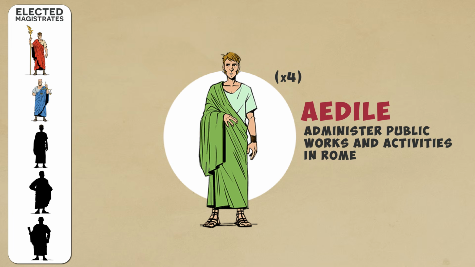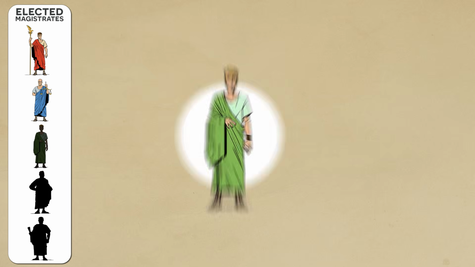Aediles held administrative responsibilities in Rome. They supervised public works, archives, and markets. Additionally, they played an important role in organizing public games and festivals. There were 2 plebeian and 2 patrician aediles.